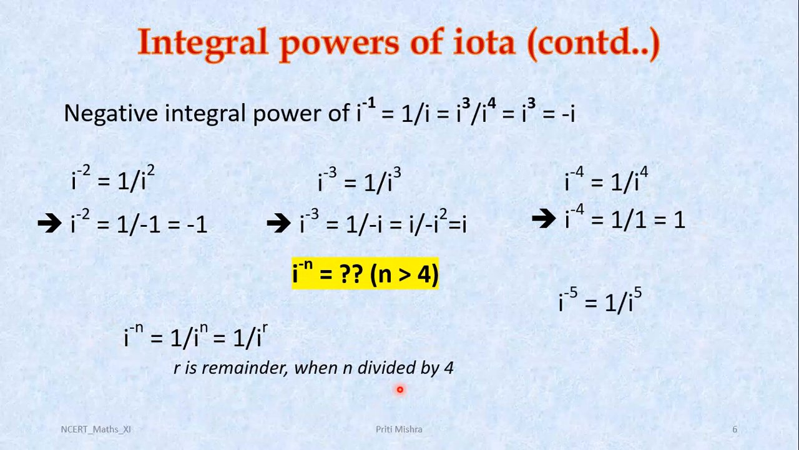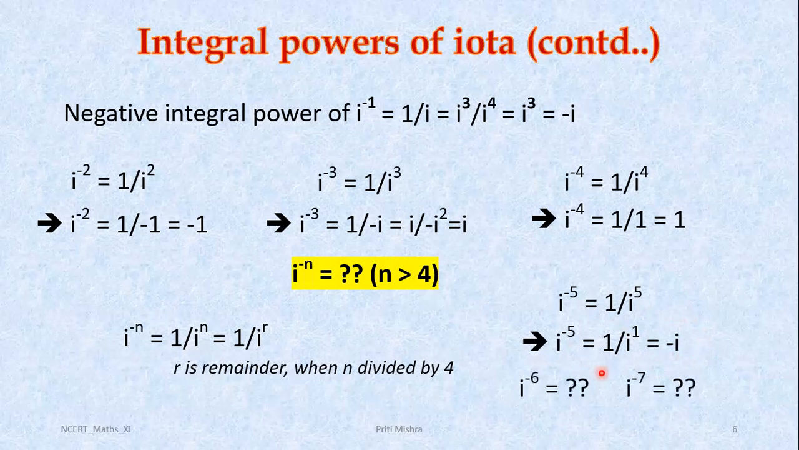So just like this, we can find i raised to the power -5. We will write it as 1 upon i raised to the power 5, and with the help of the remainder, i raised to the power 5 is i raised to the power 1. So i raised to the power -5 will be minus i, as we have 1 upon i, and when we multiply by i in the numerator as well as in the denominator, the denominator becomes i square, and the value of i square is -1. Then i upon -1 gives us minus i.